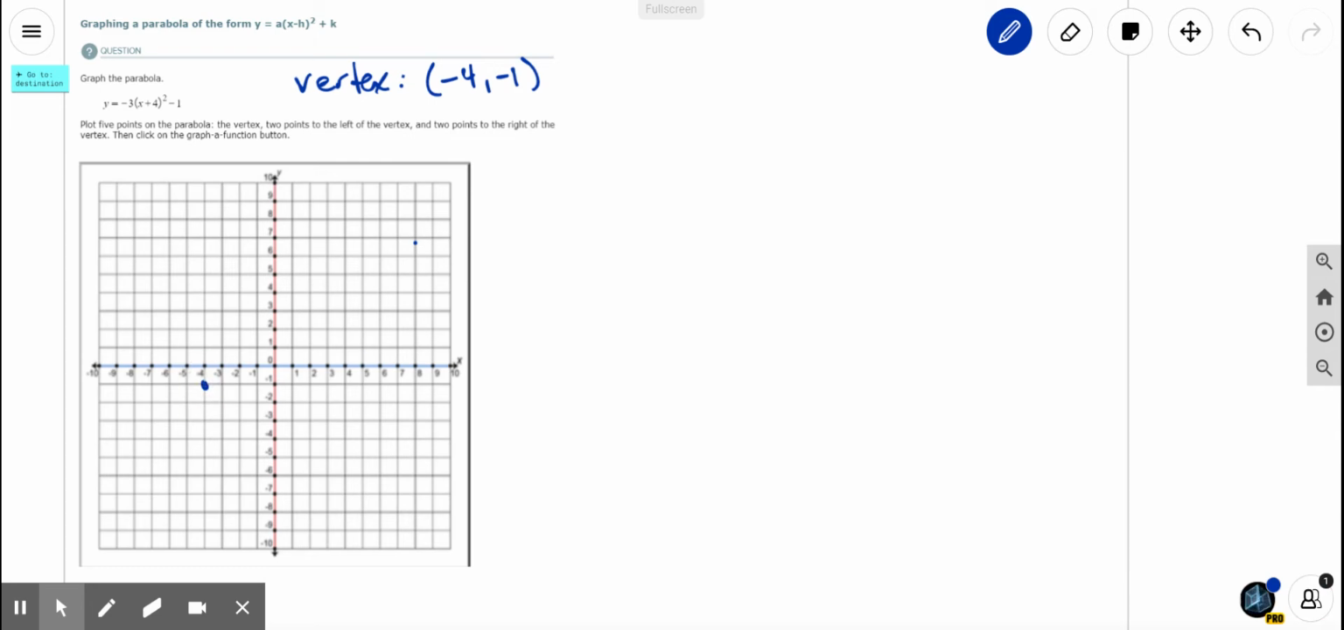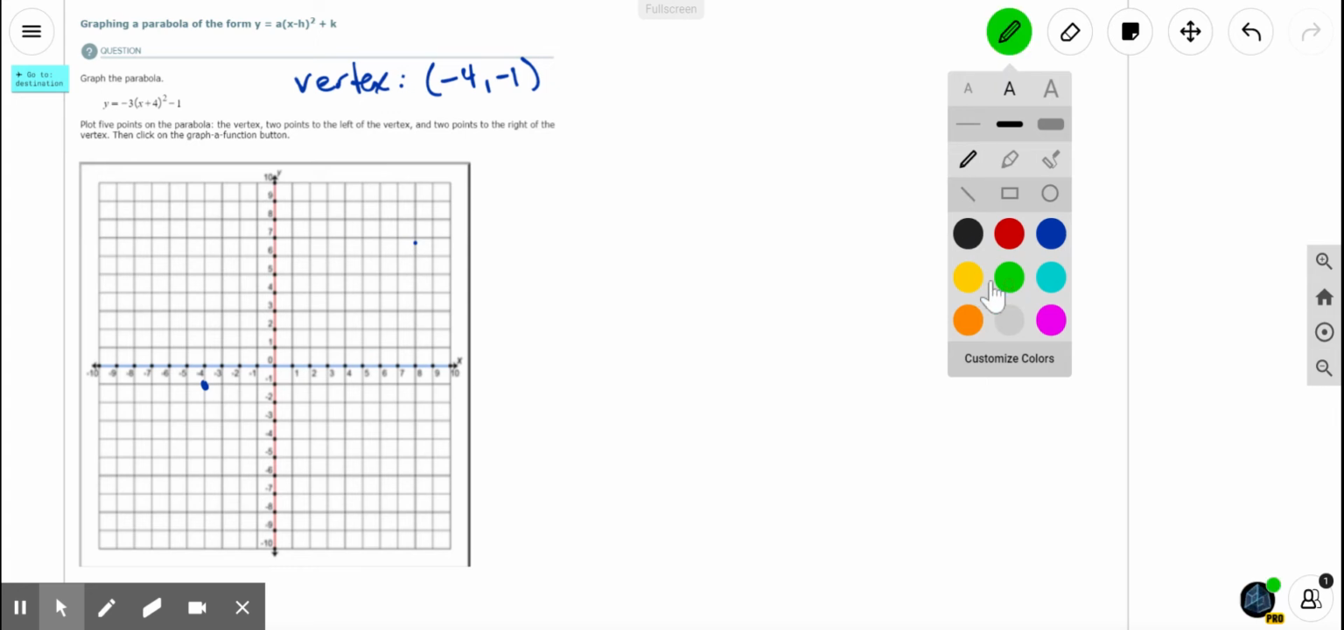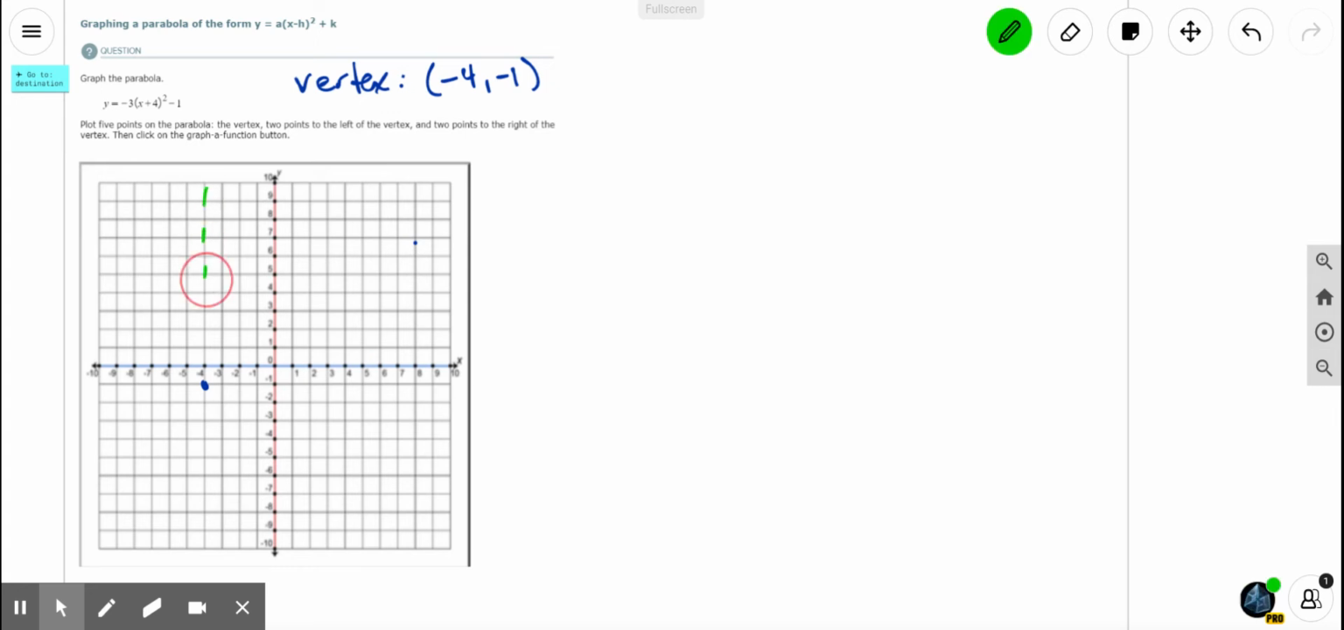Graph your axis of symmetry. I like graphing it in a different color because it makes it more fun. Plus, you don't think it's part of the graph. It's not, it's an imaginary line. Most of the time, they make you name it. By the way, it's x equals -4.